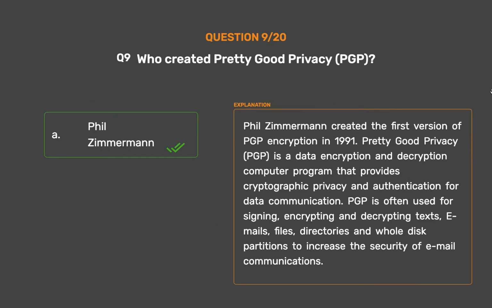Phil Zimmermann created the first version of PGP encryption in 1991. Pretty Good Privacy, PGP, is a data encryption and decryption computer program that provides cryptographic privacy and authentication for data communication. PGP is often used for signing, encrypting and decrypting texts, emails, files, directories and whole disk partitions to increase the security of email communications.